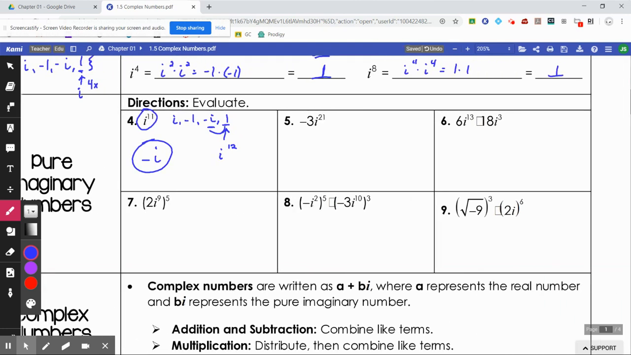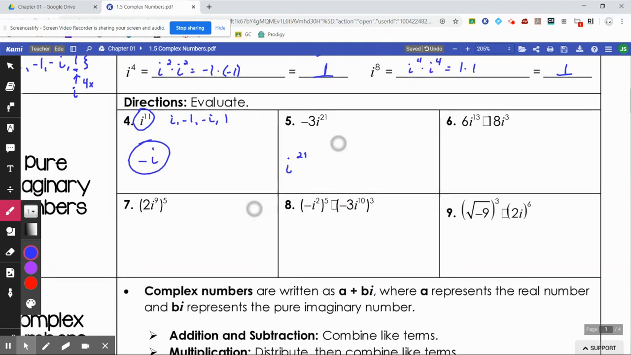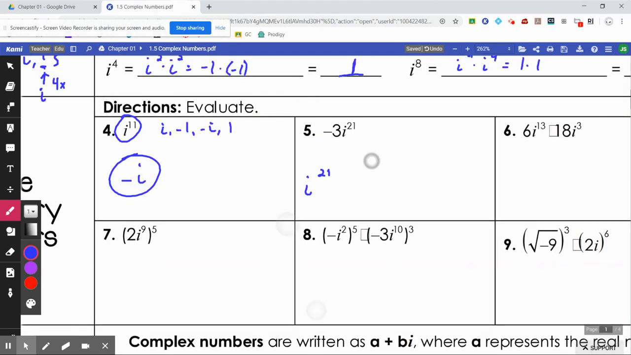-3 times i to the 21st. Well, first off, let's find i to the 21st. Again, that same pattern. I'm just going to come over here and work it. If this is our pattern, let me zoom in. Right here would fall i to the 20th. So if you have, again, 18, 19, 20, to find i to the 21st, you start over. i to the 21st power would be just plain i. So here you have -3 times plain i.